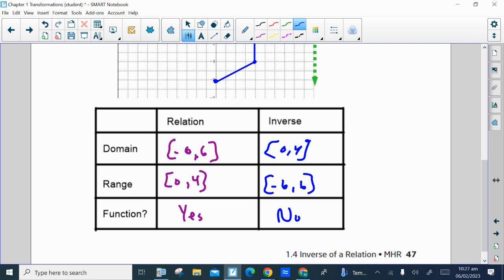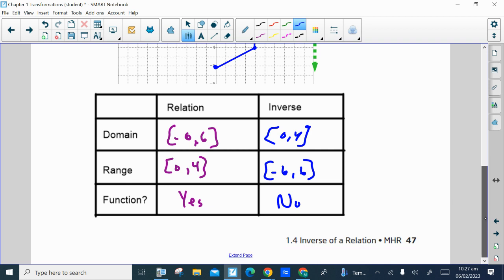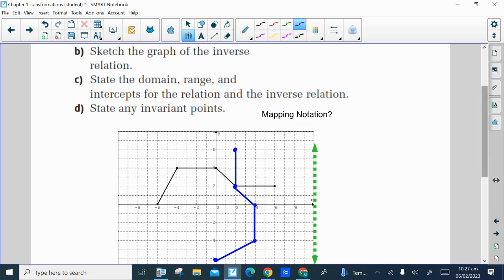It doesn't always happen that the inverse is not a function. You have to look at each one separately. Now the mapping notation would look like this. (x, y) would map into (y, x). That's how we got all the points. We took the x and y values and we switched them around. So the mapping notation is the same thing. Okay?